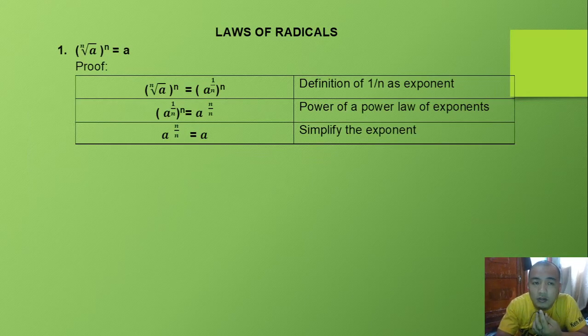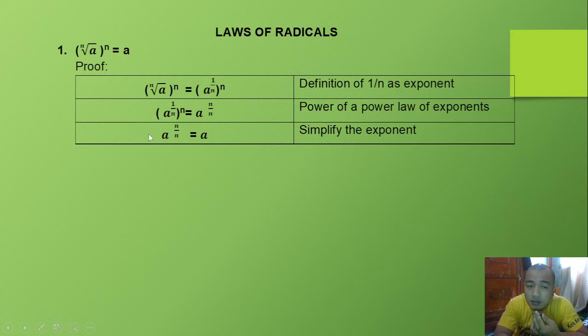Okay, these are now the laws of radicals. The nth root of a raised to n is equal to a. Of course, if the index is the same as the exponent that we're raising the radical to, then it's equal to the radicand. The nth root of a raised to n is equal to a, right?